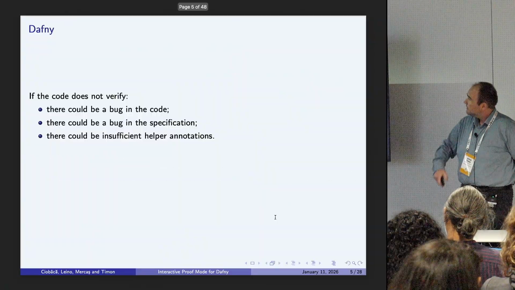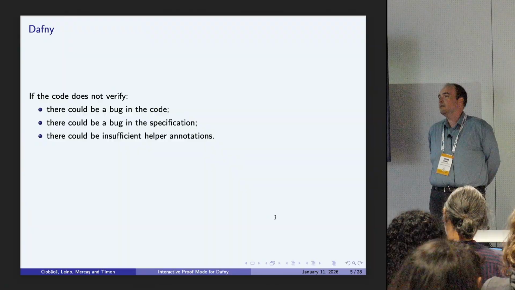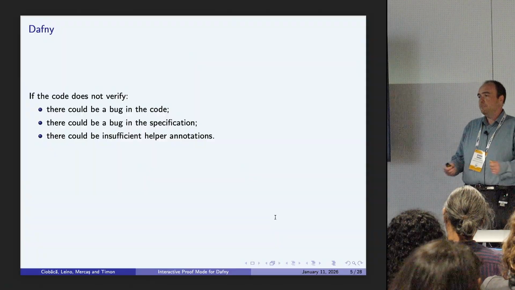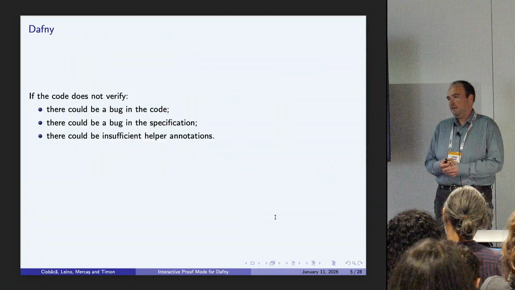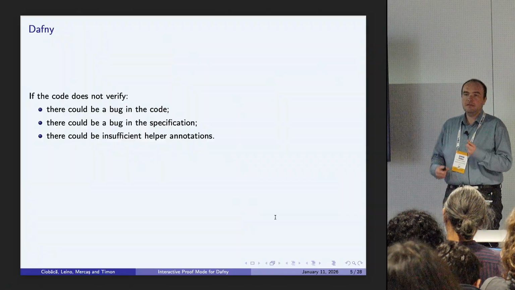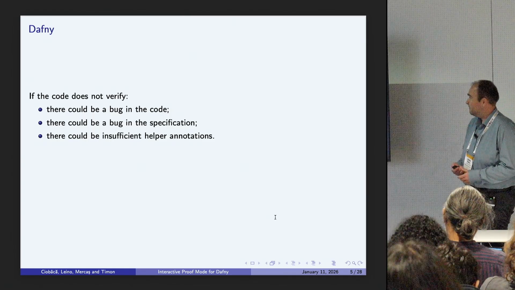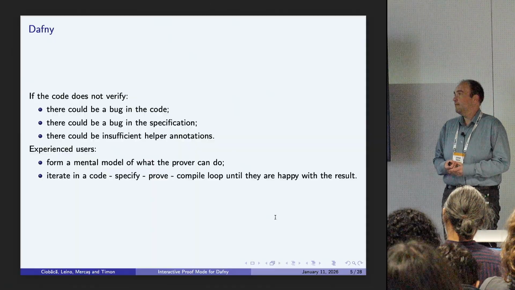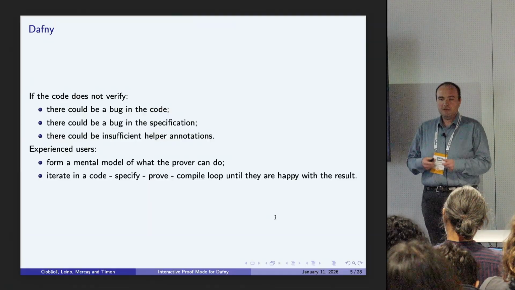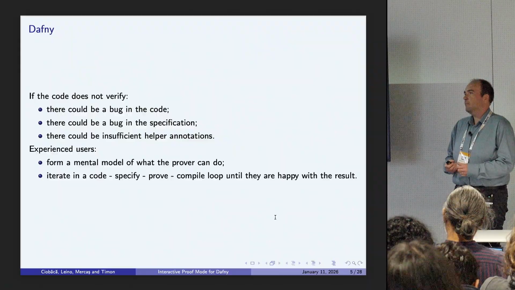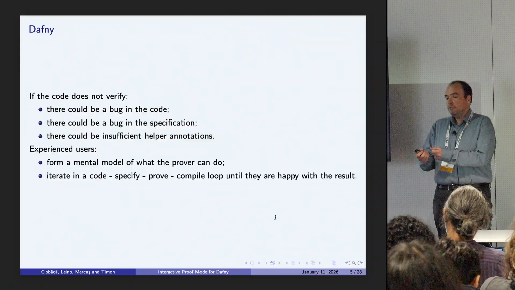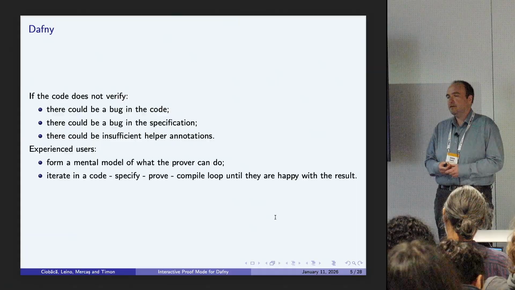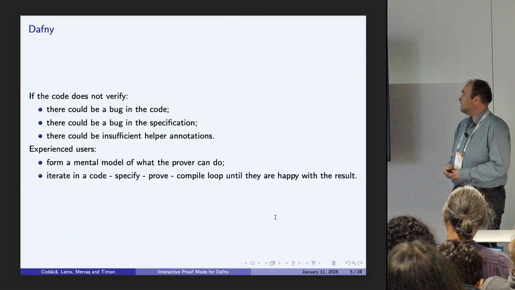OK. This is all very nice when the code does verify. But when the code does not verify, things are less nice, because typically you have no idea where the bug is. It could be a bug in the code, in the specification, or in the helper annotations. Experienced users of the Dafny system work around this by building up some sort of mental model of what the prover will be able to prove, and then they iterate in a code, specify, prove loop until they are happy with the result.